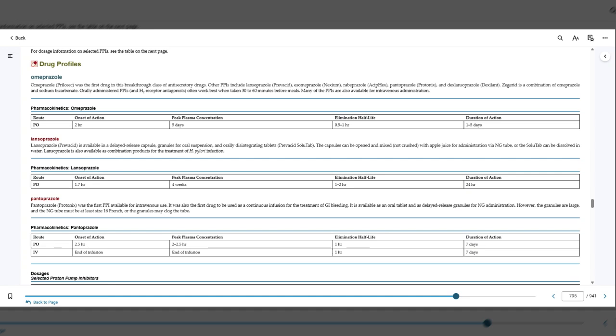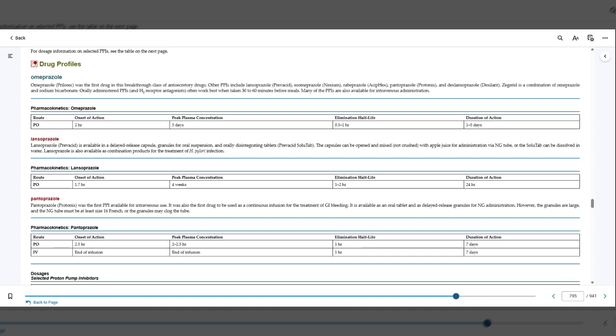Omeprazole was the first drug in this breakthrough class. There are other ones such as Nexium and Prevacid. These are usually orally administered PPIs. They work best when taken within 30 to 60 minutes before a meal. They can also be available in intravenous administration, typically for prophylaxis in ICU patients to prevent them from having a gastric ulcer.